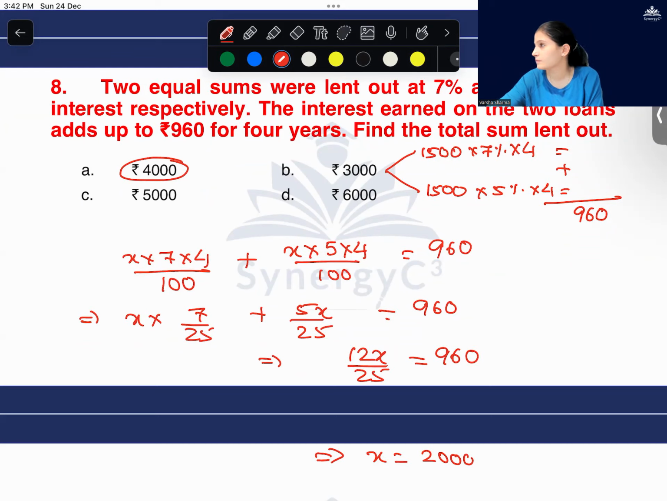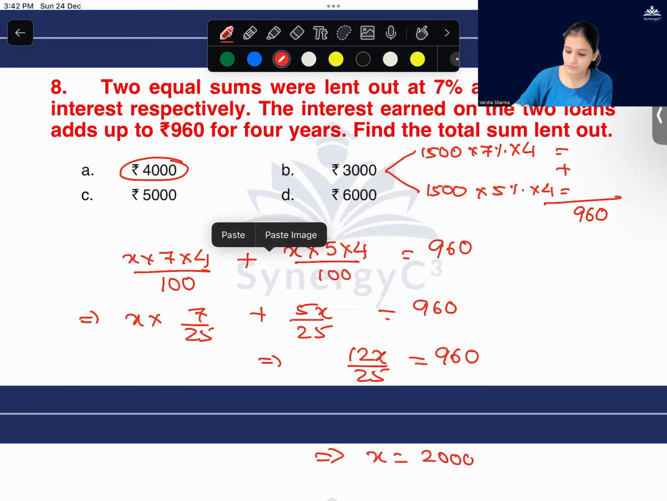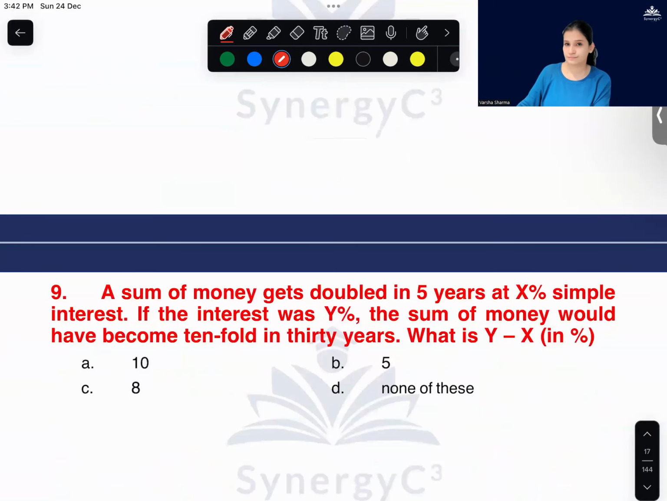Okay everyone? Any doubts? In this, did you get it? Very good question, extremely good question. It will be really nice if you can give the answer.